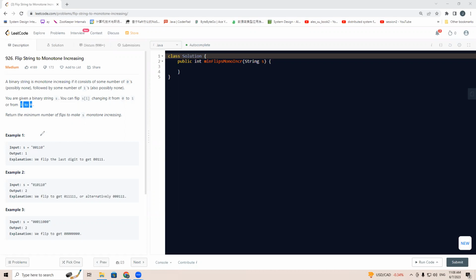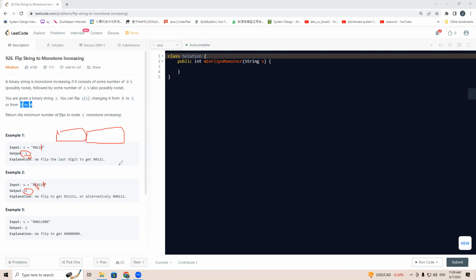That means all of the zeros will be in the front part, and the ones at the end part. So for this example, you can flip this 0 to 1, and we just need to flip once. For this one, if we flip this one to 0 and flip this one to 1, it needs two flips. Otherwise, we can also flip these two zeros. So the minimal flips is 2.